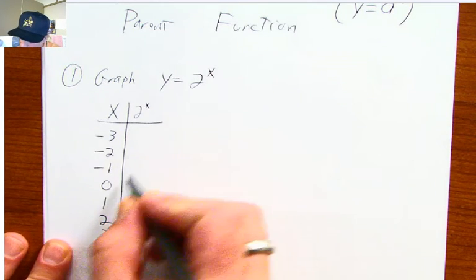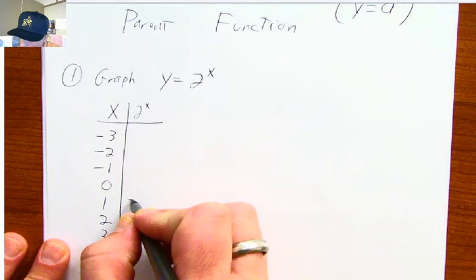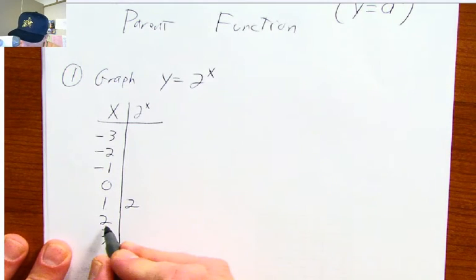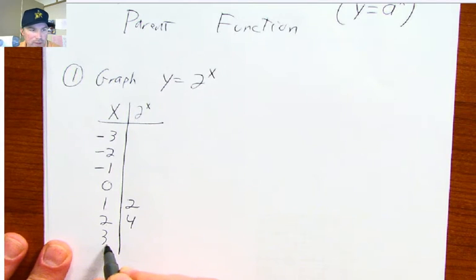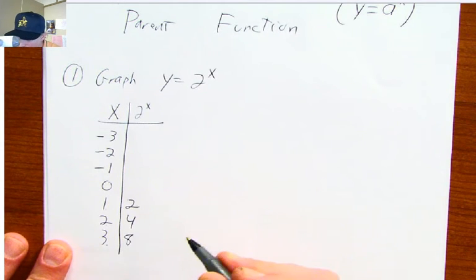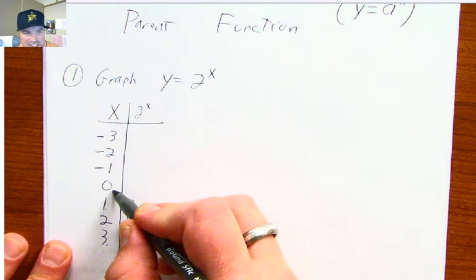Let's see. 2 to the 1. 2 to the 1 is 2. 2 to the 2. 2 times 2, that's 4. 2 to the 3. 2 times 2 times 2 is 8. 2 to the 0.